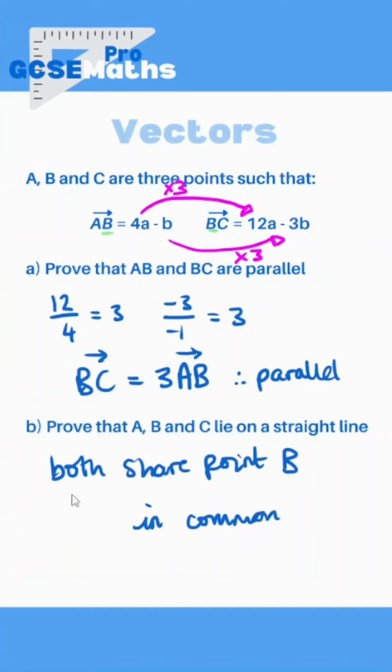So first of all, they're parallel and they share point B in common, therefore straight line. Those are the 2 things you need to memorize. How to prove they're parallel by being multiples, and then that they share a point in common to make it a straight line, that they actually do overlap each other.